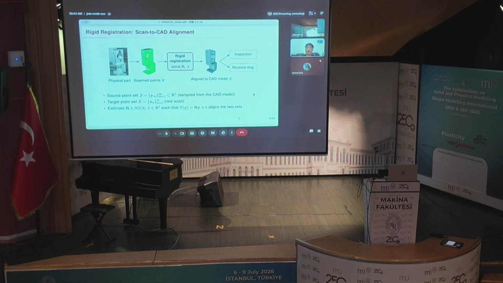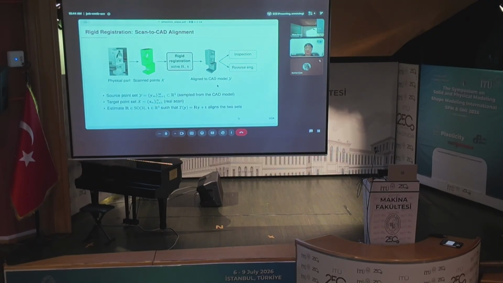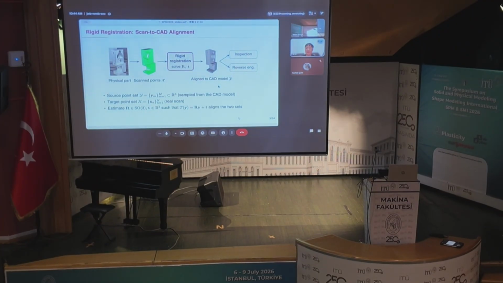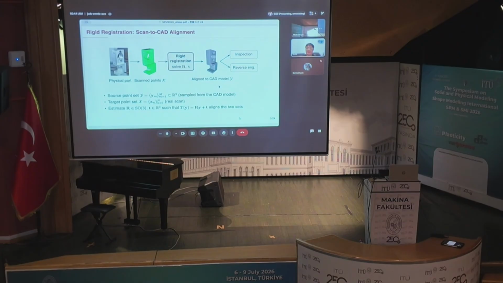Let me explain the task first. This is a common task in CAD and manufacturing. We have real parts, and a 3D scanner to scan it. Then we get a point cloud. Next, we want to put this point cloud onto the CAD model. In industry, people use this task to check the quality of the parts and also review the model. In math, the goal is this: we want to find the rotation R and the translation T. After this transform, the 2 point clouds match well.